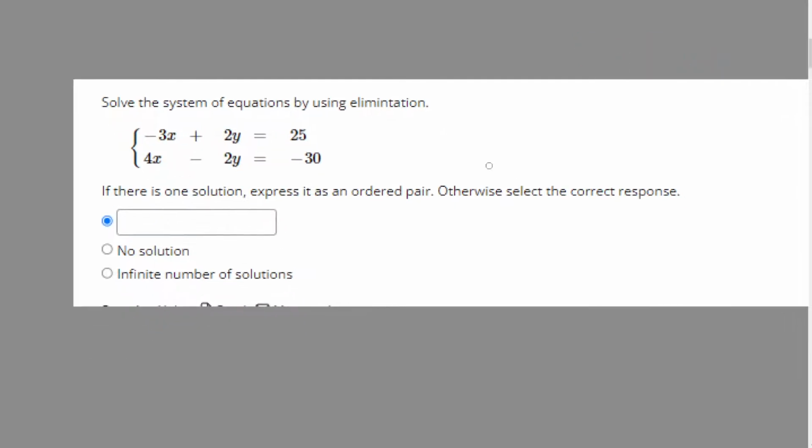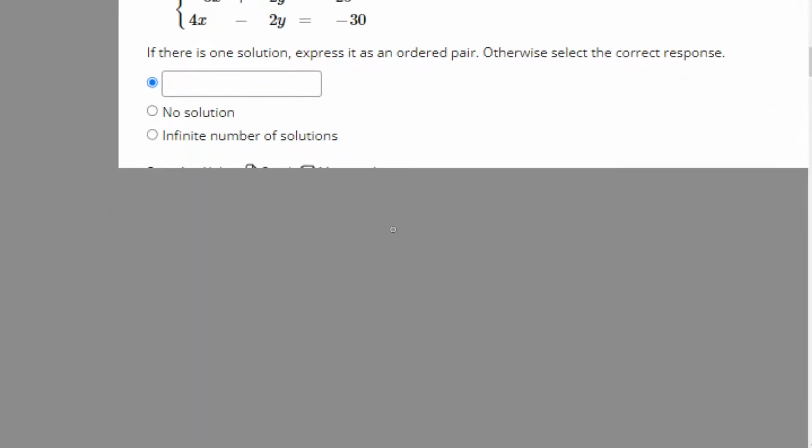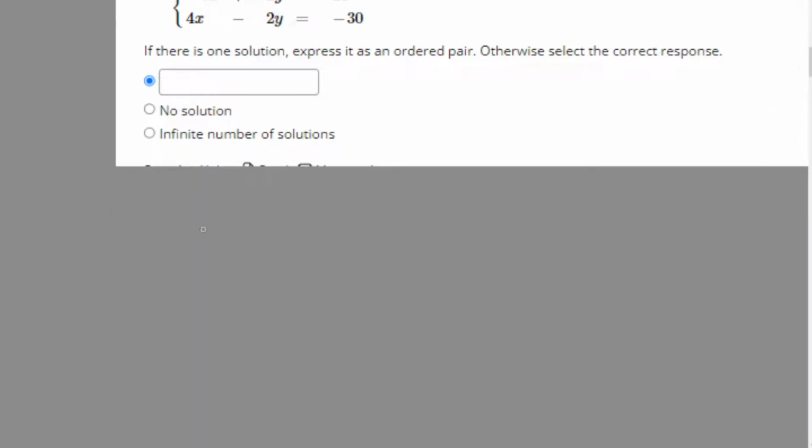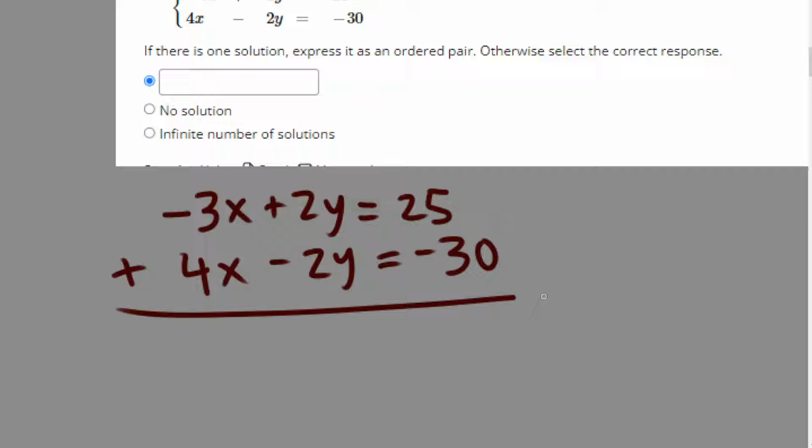When we're talking about elimination, our method is that we're basically going to, like it says, eliminate one of our variables. So we have negative 3x plus 2y equals 25, and we have 4x minus 2y equals negative 30. Then we add these two equations together.